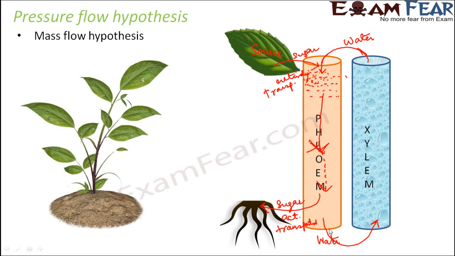Then this phenomenon keeps happening over and over again. This is how the sugar is transported from the source to the sink. Now there can be multiple sinks. Here, just to explain, I have given the example of a root, but it can be anything else. It can be a flower, a fruit, a branch, an apical meristem, a lateral meristem, because all of them need food. So that way this entire pressure flow hypothesis continues, and this is how phloem transports food to different parts of the plant.